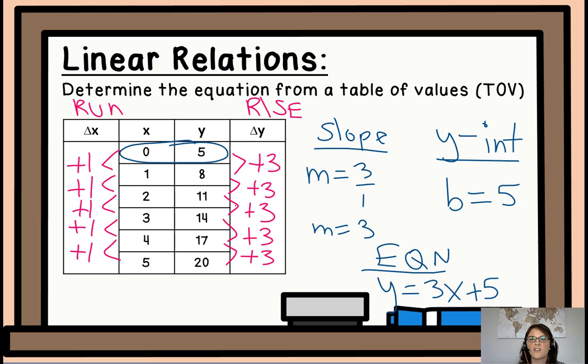You could put that equation into standard form. It's not required for this question. It's up to you. Leaving it in slope-intercept form is perfectly acceptable for this problem. And that's it. That's the answer.